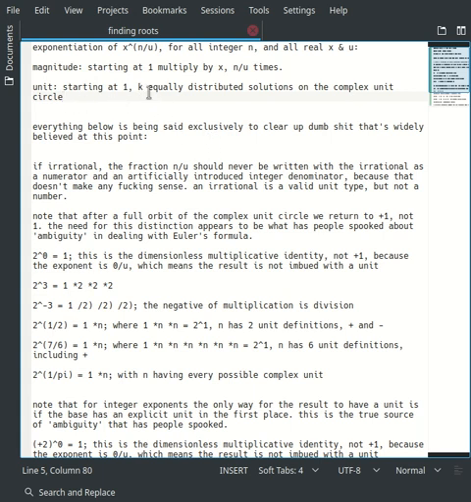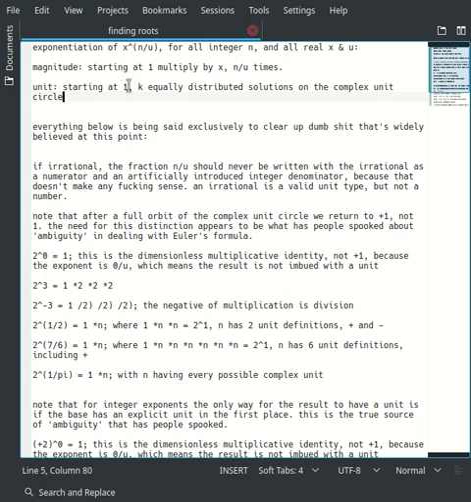Starting at 1, k is equally distributed, you get k equally distributed solutions on the complex unit circle. There you go. And that actually explains everything. And this could be simplified even more because starting at 1 happens on both of them. So that doesn't need to be part of either of them. Which is really nice because you can raise bare units to exponents.